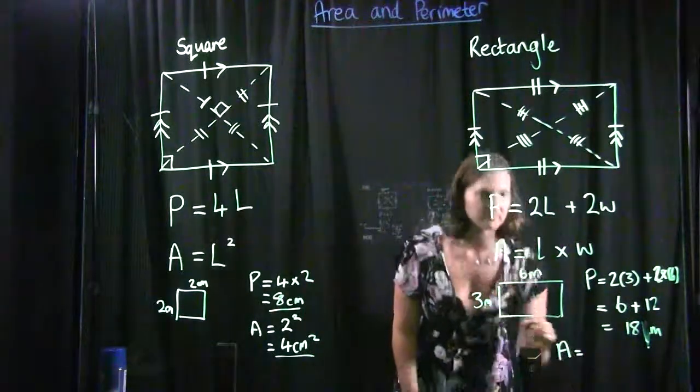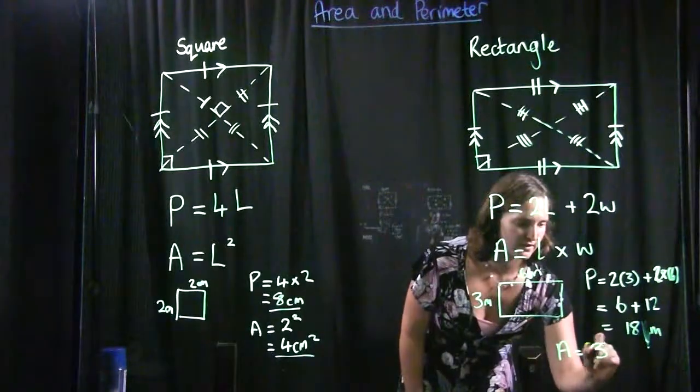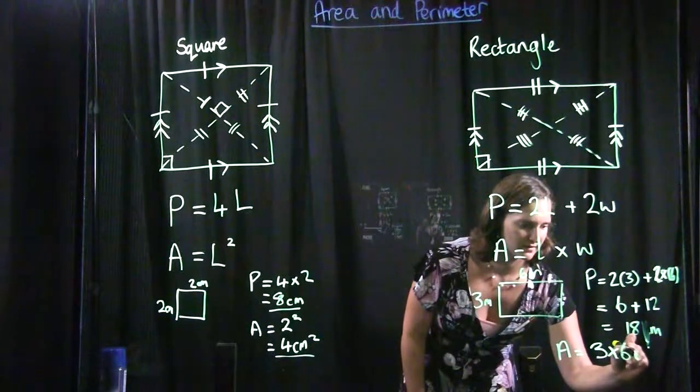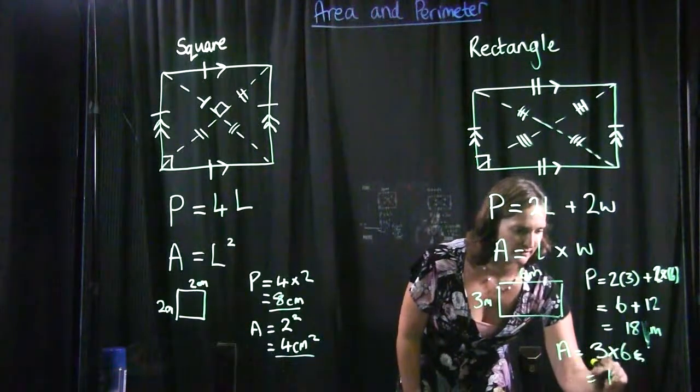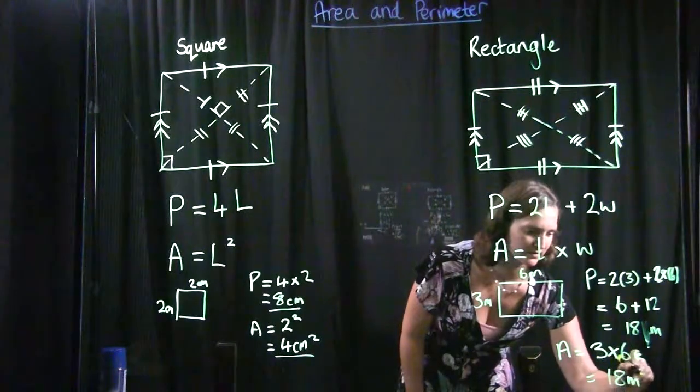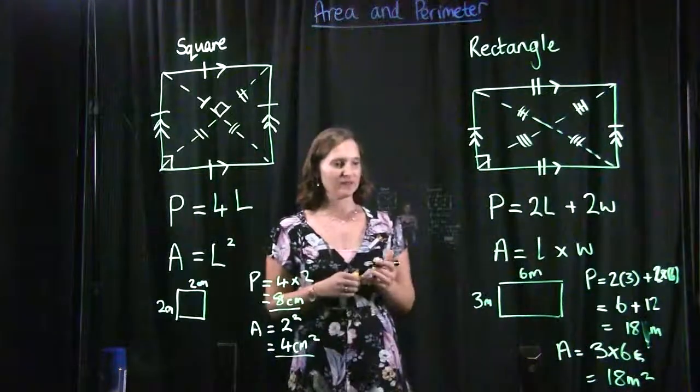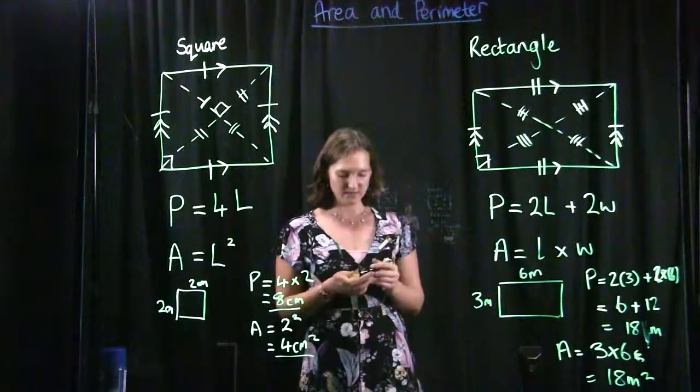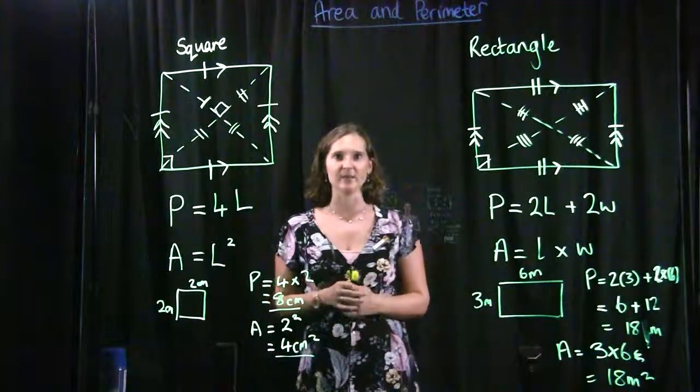Area, we've got length times width. 3 times 6, 18 metres squared. So in this case, our perimeter is 18 metres and our area is 18 metres squared.